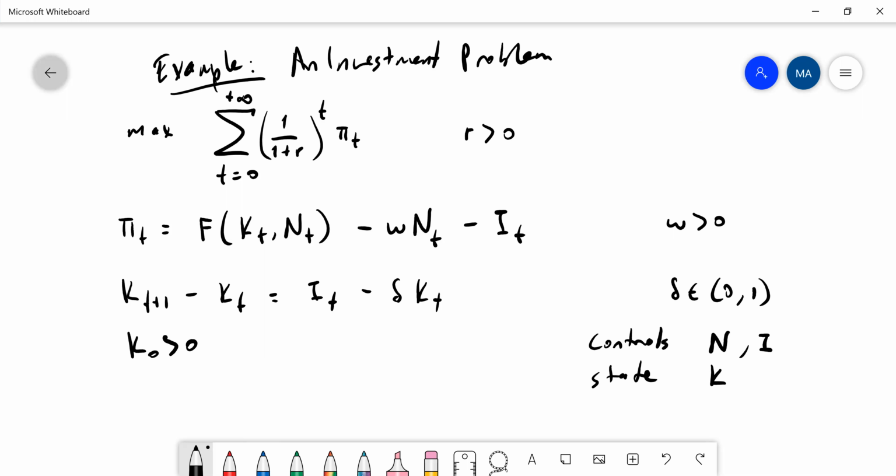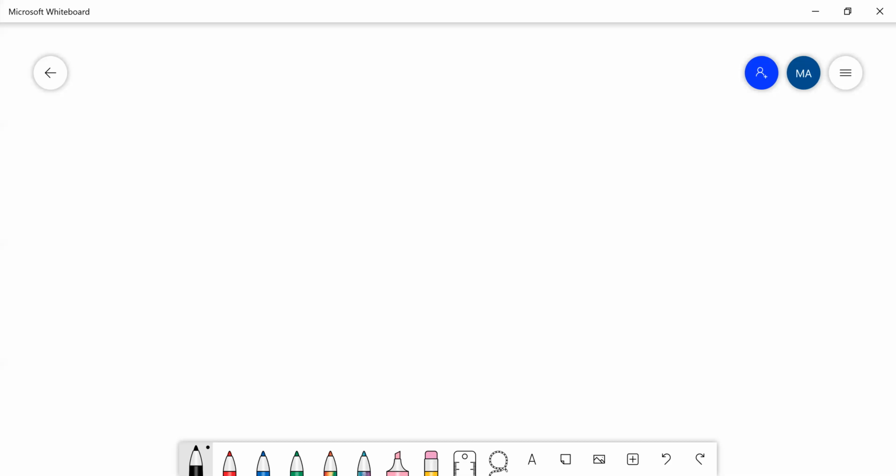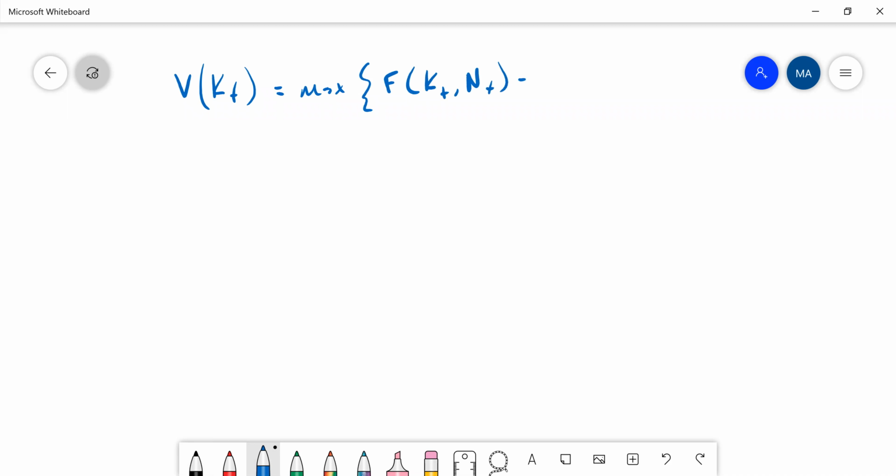So how do you attack this problem? Well, very simple. Write the Bellman equation. K is your state. Then you have the profit. So profit is F KT NT minus W NT plus IT. Then you have the continuation value. All right. So obviously you are choosing labor demand and investment expenditure. Sorry, this will be a minus, obviously.